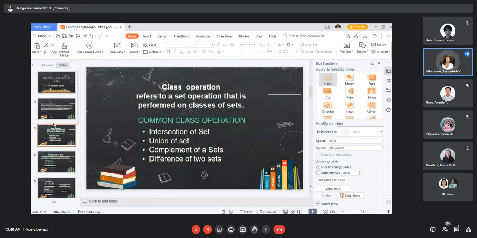Meron tayong apat na common class operation. It is the intersection of sets, union of sets, complement of a set, and difference of sets.